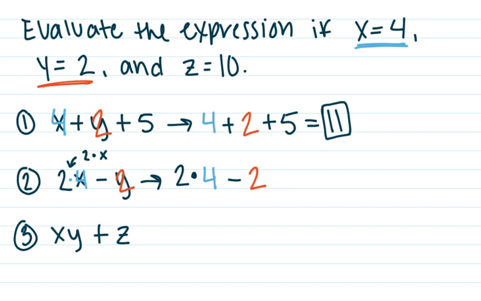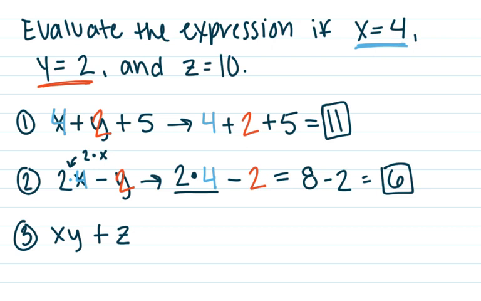Remember that order of operations tells me that I have to solve my multiplication first. So that's going to be 8 minus 2, which equals 6. So my final answer for this expression using these values is 6.